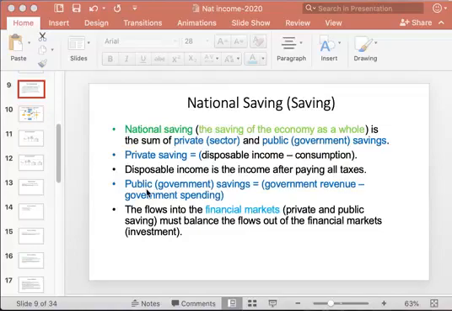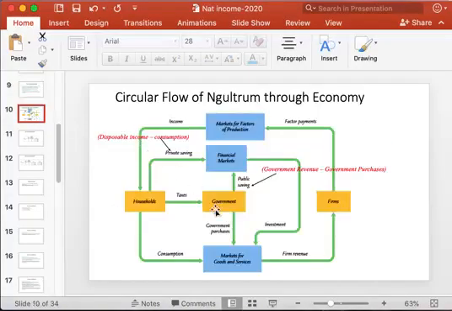Public saving is given by government revenue minus government spending. So you can understand the concept of national saving further from this figure. So you can see this figure actually shows the circular flow of income through the economy.